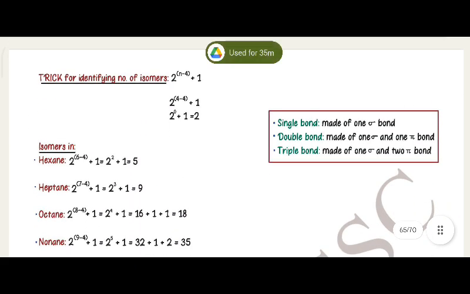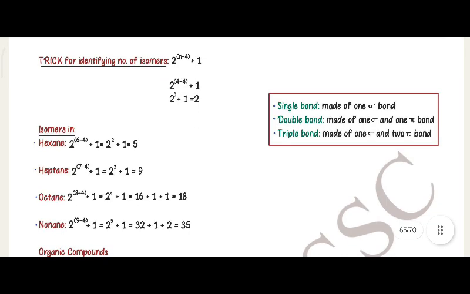Trick for identifying the number of isomers: 2 power n minus 4 plus 1. For butane, 2 power 4 minus 4 plus 1, 2 power 0 plus 1, is 2. A single bond is made of 1 sigma bond. A double bond is made of 1 sigma bond and 1 pi bond. A triple bond is made of 1 sigma and 2 pi bonds.